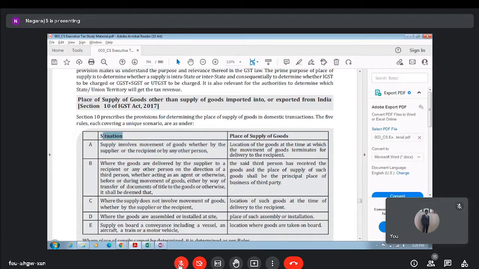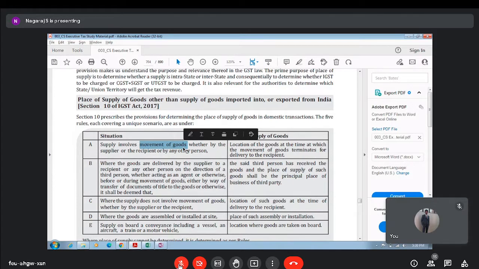This is the question. You will have to find out the answer. I will tell you how the questions will come by explaining this one. Okay. First one. Supply involves movement of goods. Movement means from one place to another place. If the supply involves that movement, then the place of supply will be where the goods terminate the movement. That means where the movement ends, that place will be the place of supply.